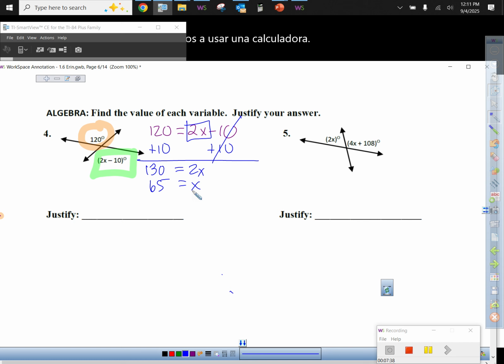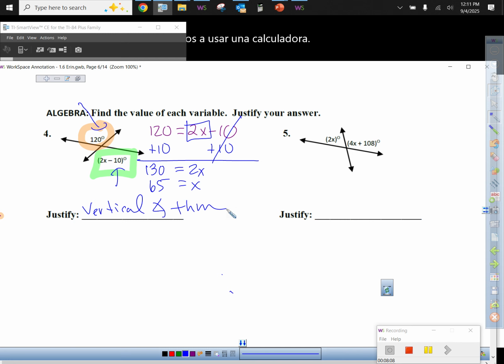So we found that. Why? What kind of angles were they? Linear pair or vertical angles? So why did I set them the same? 3 words. Vertical angle theorem. The vertical angle theorem says if you have 2 angles that are vertical angles, they should measure the same amount. But mathematicians don't want to write all that out every time. You just write vertical angle theorem.